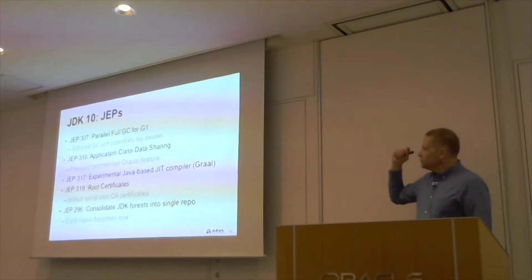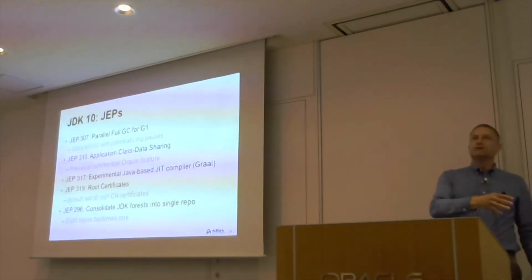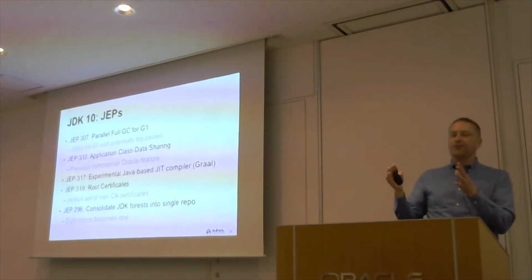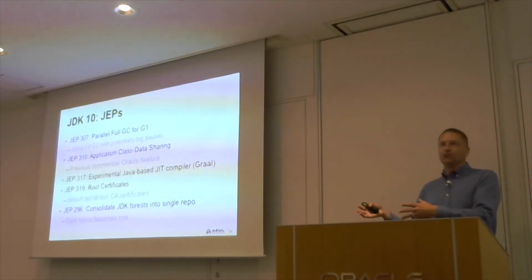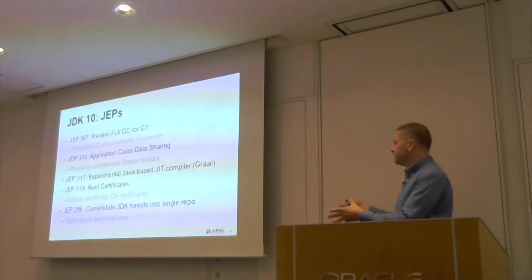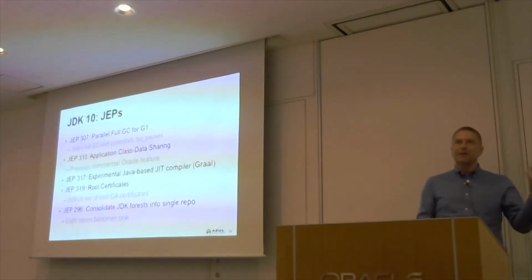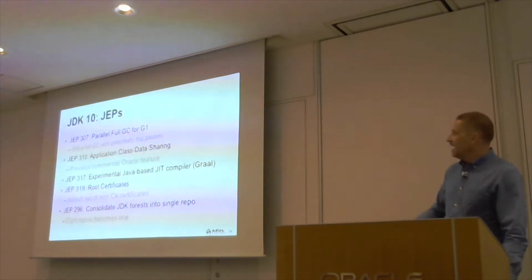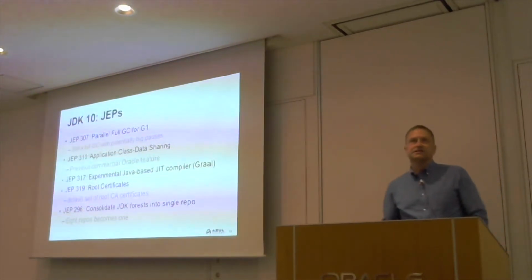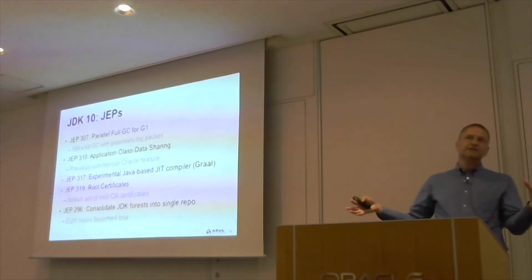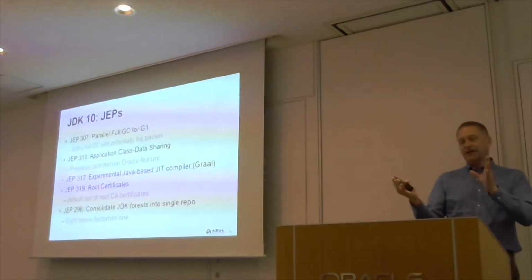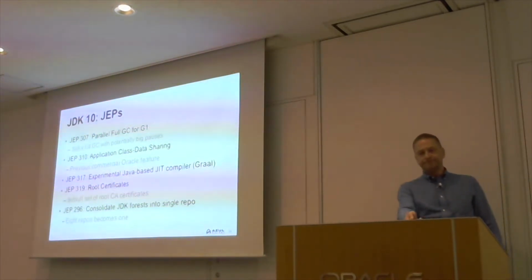There's the addition of root certificates. This was something that was left out, or the file was empty in OpenJDK. The Oracle JDK had a set of root certificate authority certificates in it, and those have now been added to OpenJDK. And then a minor thing, they've consolidated some of the source code repos of the JDK itself from 8 repo trees into 1, and that just makes life easier for the developers.